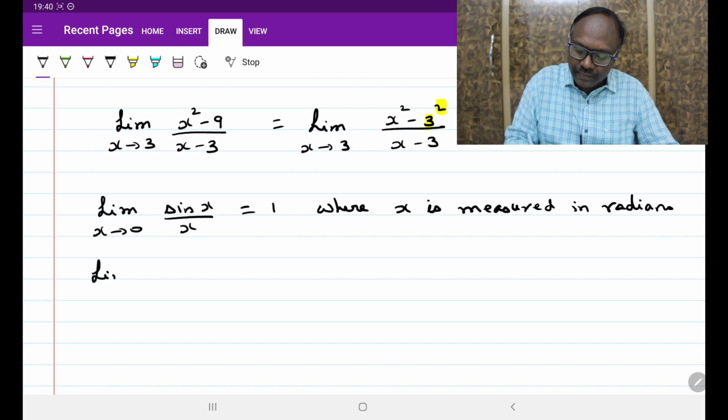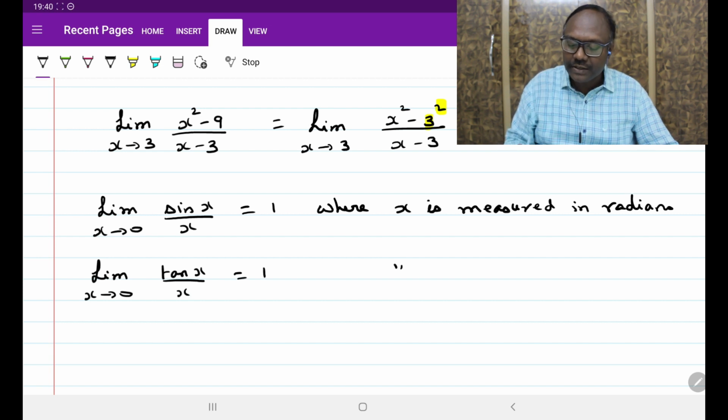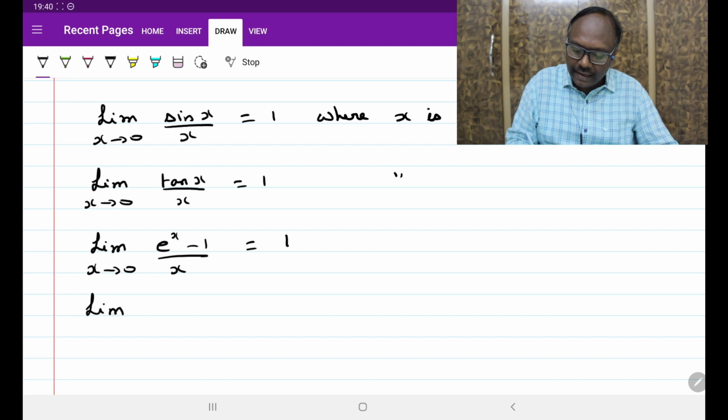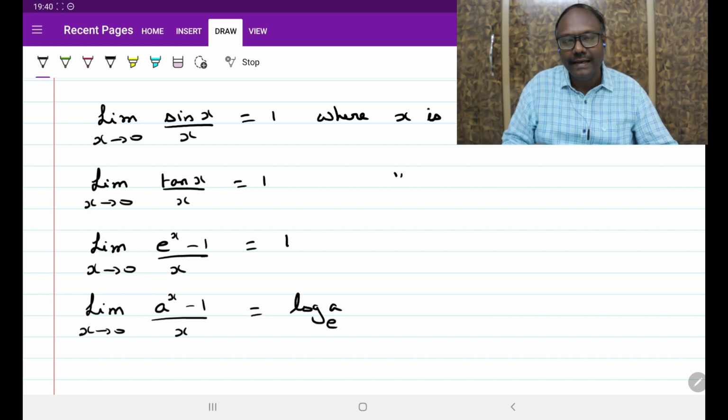And limit x tends to 0, tan x by x is equal to 1, where x is measured in radians. Then we have another identity, limit x tends to 0, e power x minus 1 by x is equal to 1, and limit x tends to 0, a power x minus 1 by x is equal to log a to base e. So we are going to do some more problems based on these 4 identities, and then we will solve the problems of the continuity.